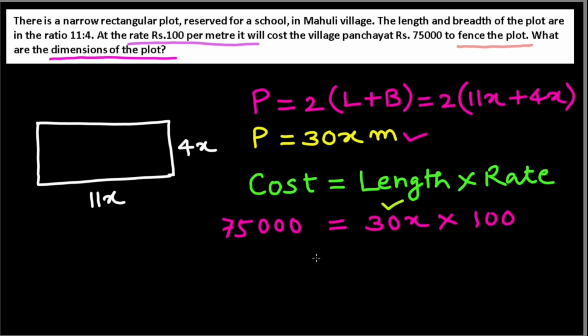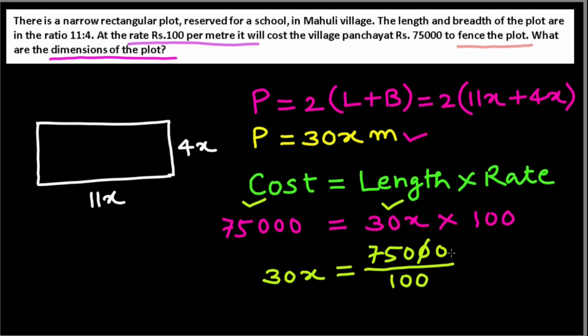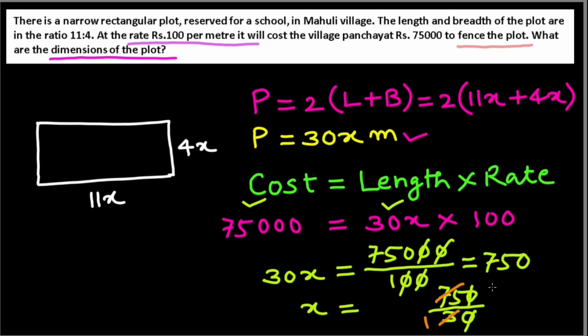So we write this 30x equals this 75,000 divided by 100. These two zeros cancel. That will be 750. So the common multiple x will be 750 divided by 30. This 0 cancels. So 3 ones are, 3 twos are 6 and 3 fives are 15. So that is 25. So the common multiple x is 25.